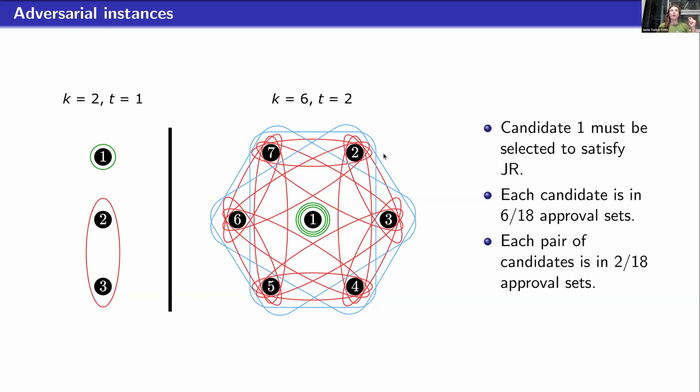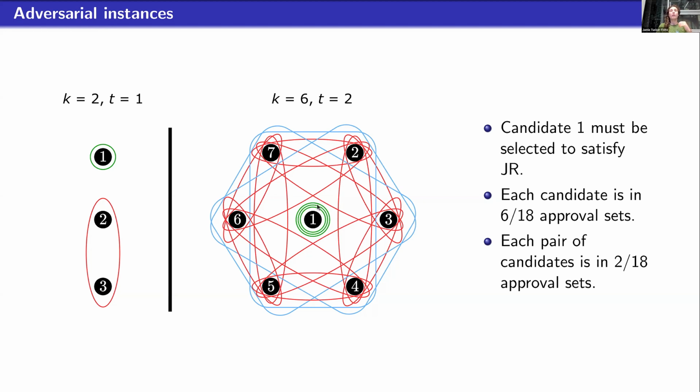There are 18 of these regions, each representing an equal-size population. 3 of them just include 1. So 3/18ths of the population, which is 1/6, just approve candidate 1. k is 6, so to satisfy JR, I have to select candidate 1. 1 over k of the population just wants 1, and JR says I have to select 1.